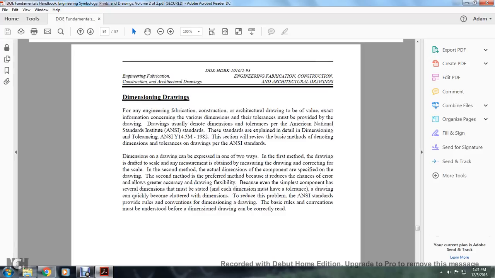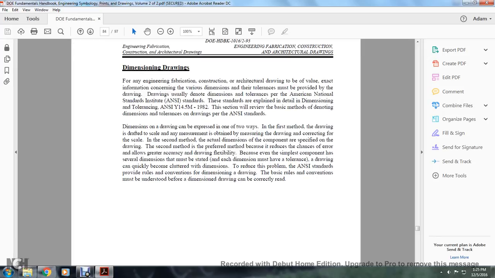For engineering, fabrication, construction, and architectural drawings to be valid, the exact information concerning the various dimensions and tolerances must be provided with the drawing. The drawings usually denote the dimension tolerance per the American National Standards Institute standards. These standards explain the detailed dimension tolerance in ANSI Y14.5M, 1982. This section will review the basic methods of denoting the dimension tolerance on drawings per the ANSI standard.